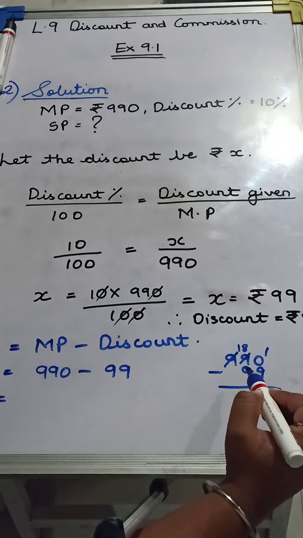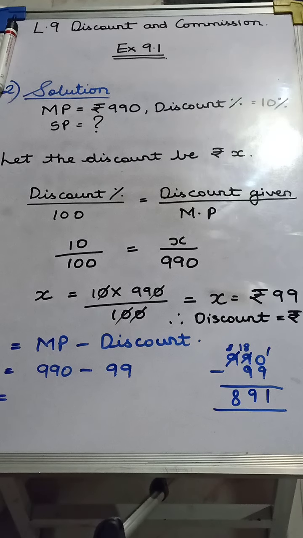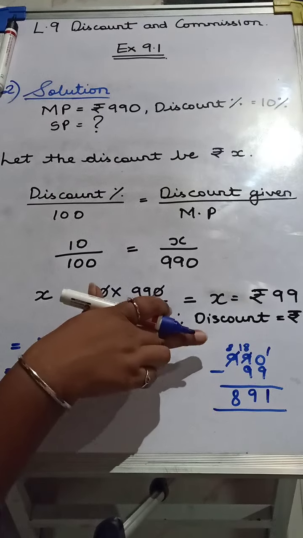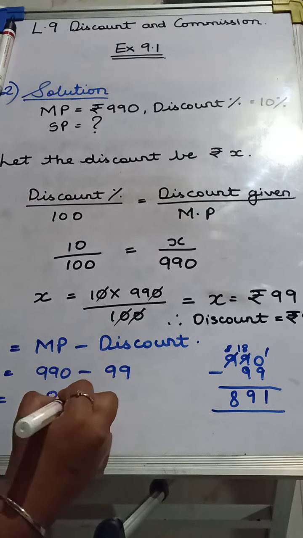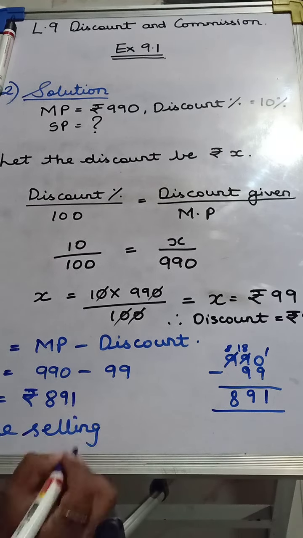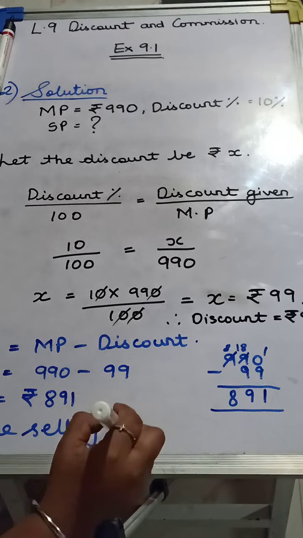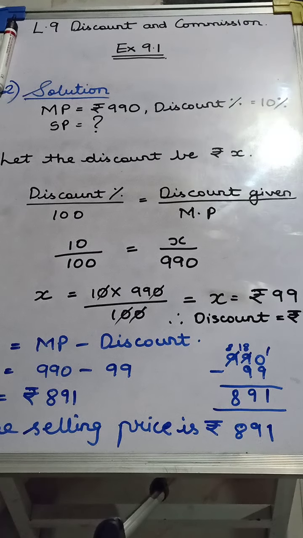And here we have cancelled 9, so we are going to take here 8. So that is 891. Okay, so you need to just minus this in your rough column. Once you minus, you get the answer as 891. That is rupees 891. Therefore, the selling price is rupees 891. I'll just erase the rough column that I have made here.